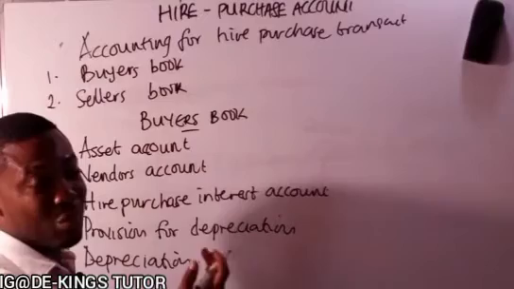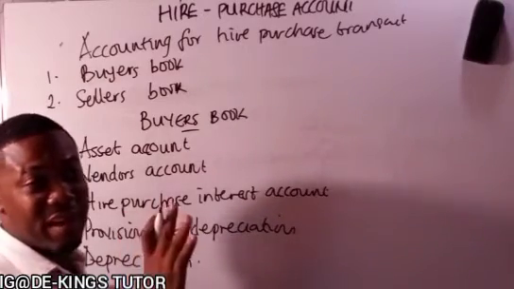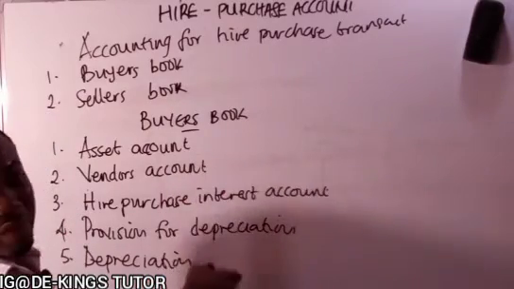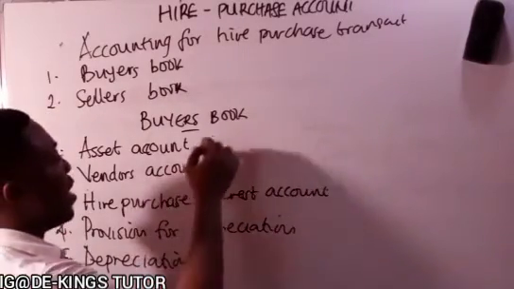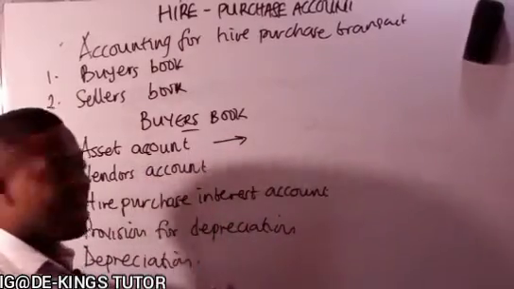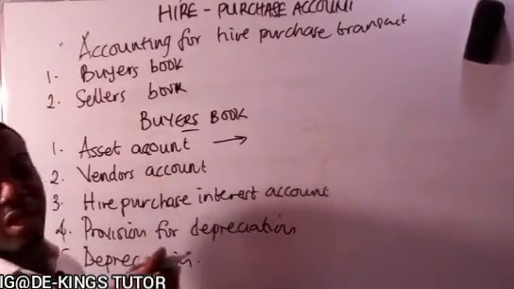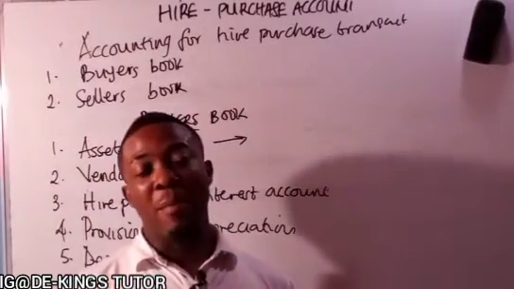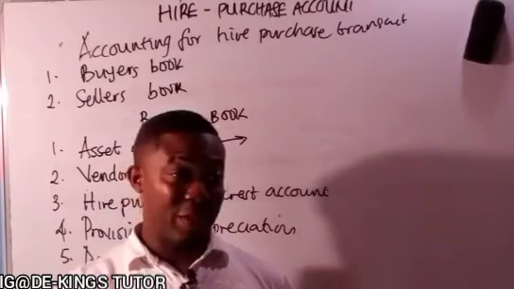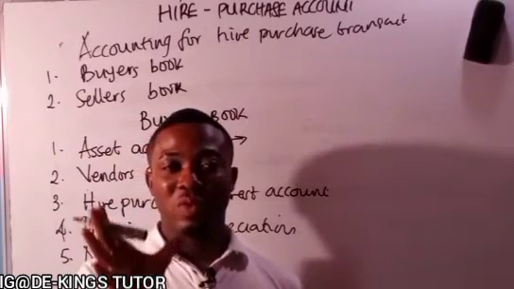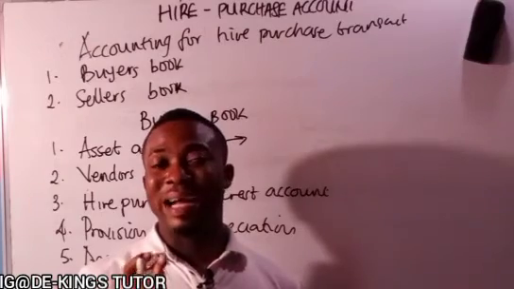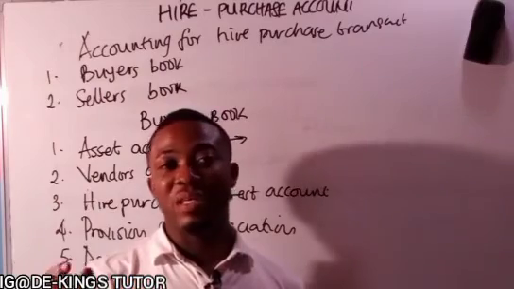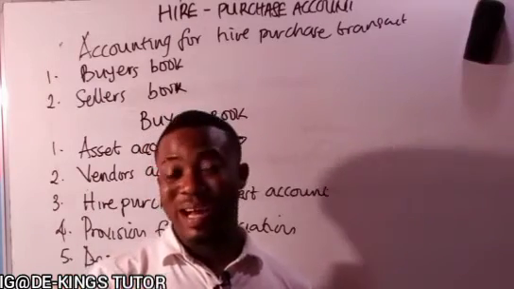Most times they might not require you to prepare everything. They might just give you specified ones to prepare. But when they are silent, you should ensure that you have all of these. Now the first one, the asset account. The asset account will record the yearly value of the asset, since what brought the buyer and the seller together is the asset. So we have to keep a track record of the asset value from the inception of the contract, when the hirer takes possession of the asset.